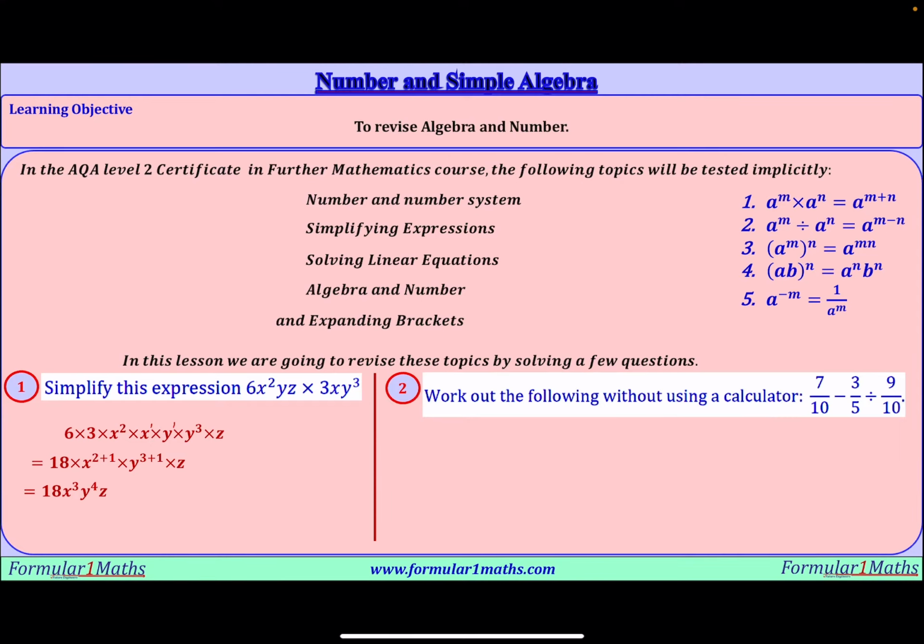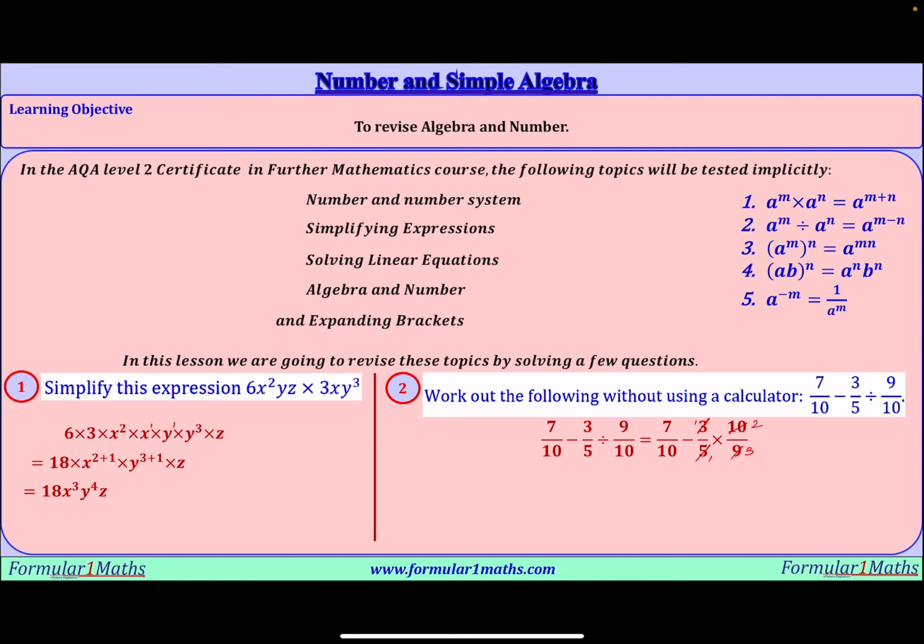Work out the following without using a calculator. So we are going to apply BODMAS to this, and that means we need to solve this part, the division part, first. And how do we do that? We need to change this sign to multiplication and then flip this over. So we're going to get this. And by doing that, we can now reduce some fractions. So we have 3 going here, 1, 3 goes into 9, 3, and then we have 5 goes into 5, 1, and 5 goes into 10, 2.